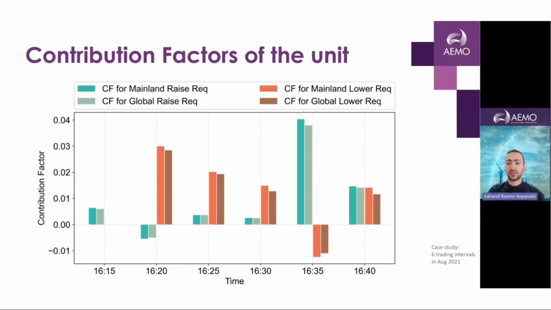As you can see, there are intervals where lower and raise contribution factors have opposite signs. This means in those intervals, while the unit would have received an FPP trading amount in some requirements, it should have paid in some other requirements. You can find more information about the contribution factor in section 6.2 of the FCFP.